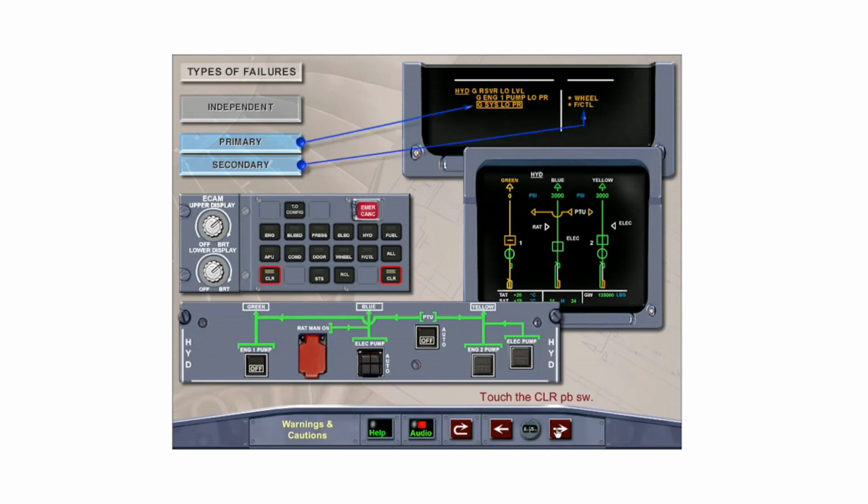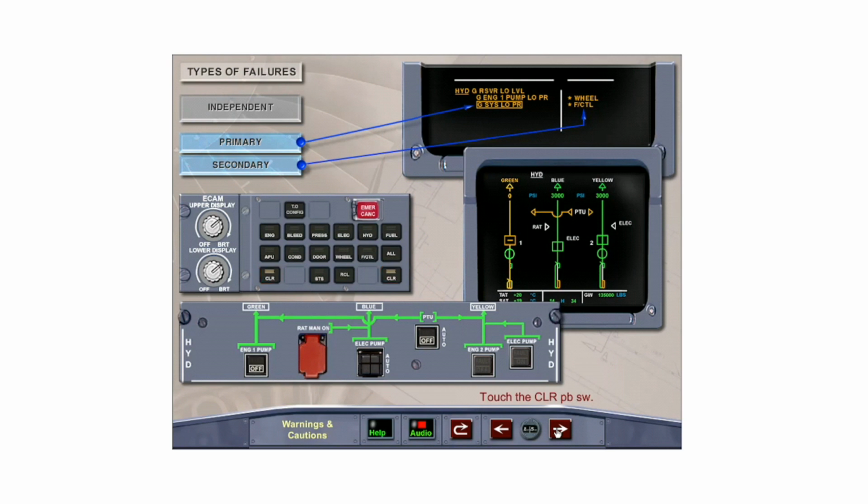Once the ECAM actions have been completed for the primary failure, pressing the clear push button on the ECAM control panel clears the fault message and brings up the associated systems page for the first secondary failure listed on the right side of the memo section. Successive pushes of the clear push button bring up the systems pages for the remaining secondary failures.